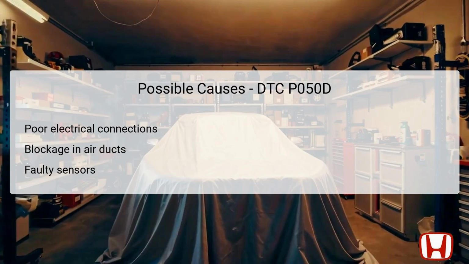Additionally, faulty sensors, like a malfunctioning MAF or IAT sensor, can misinform the PCM about the current engine conditions. Lastly, issues with the air cleaner housing or element may hinder airflow and lead to performance degradation. Each suspected issue should be systematically checked and addressed during the troubleshooting process.